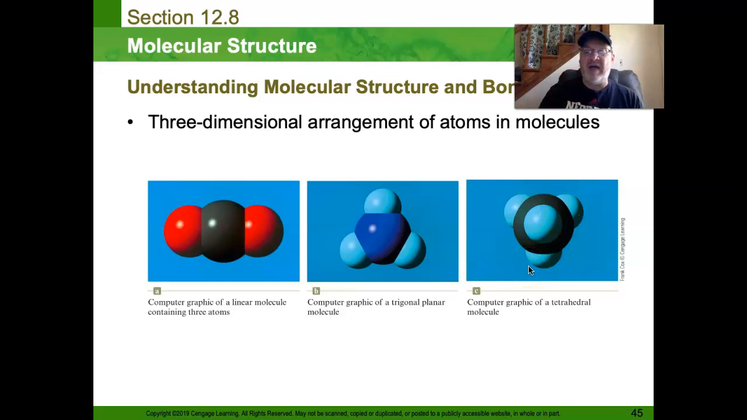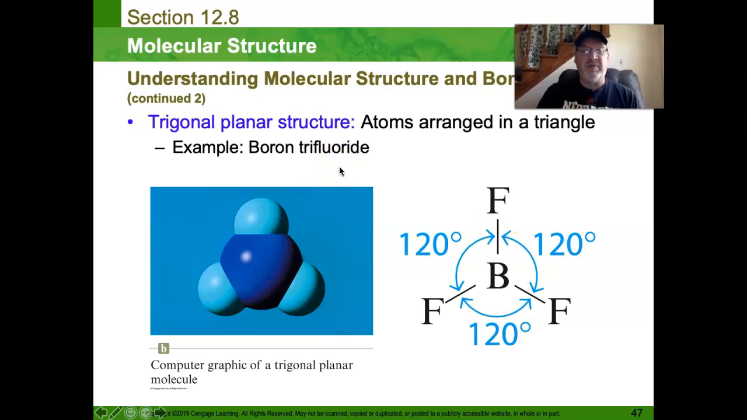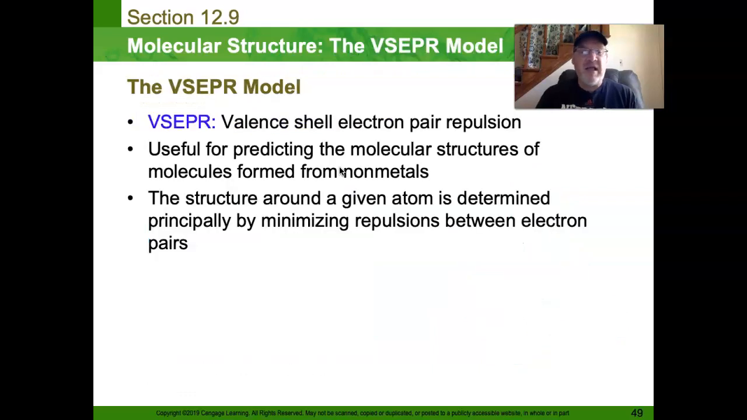How we draw them and how they look in three dimensions are two totally different things. We've got three sets of structures. There are what we call a linear structure, a trigonal planar structure, and a tetrahedral structure. And each of these structures comes about because of the arrangement of the atoms in the formula. That structure is based on an idea known as VSEPR, valence shell electron pair repulsion theory.